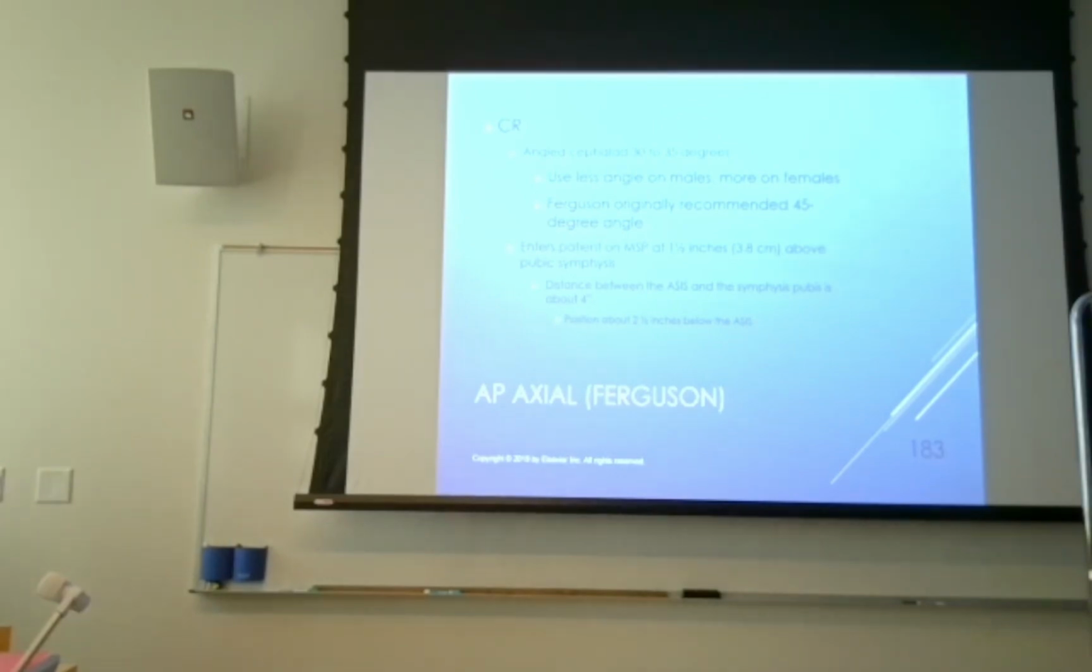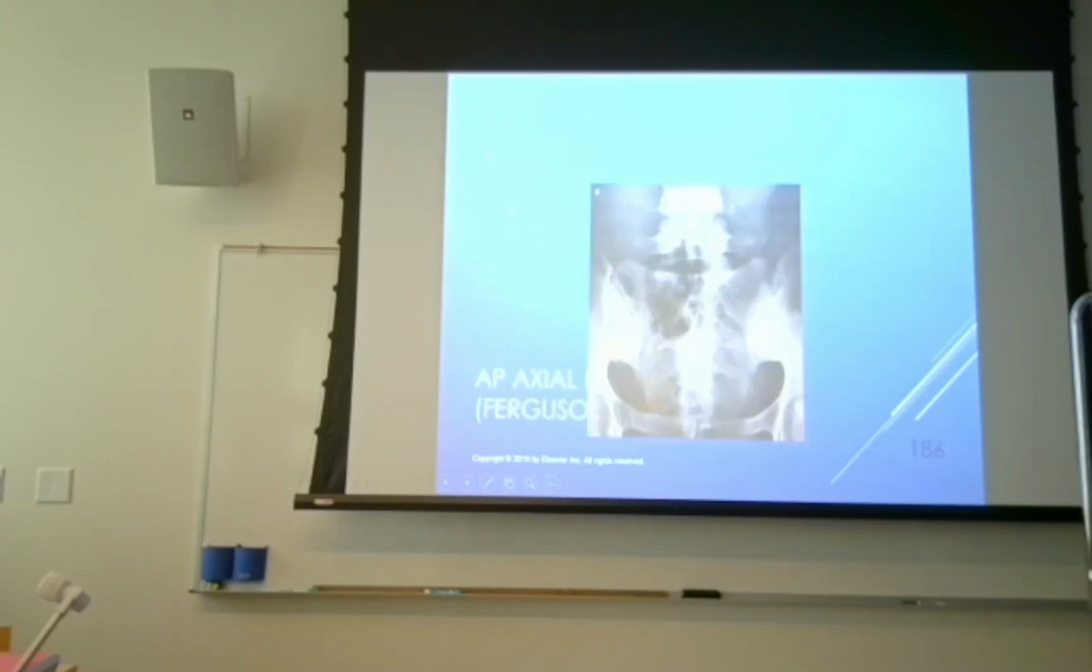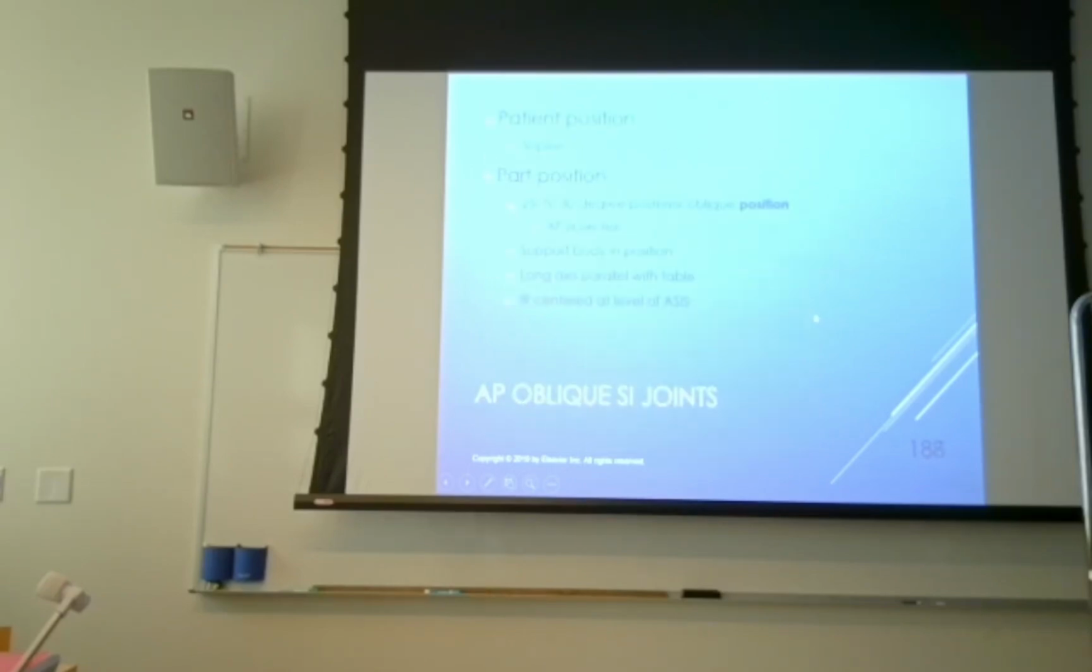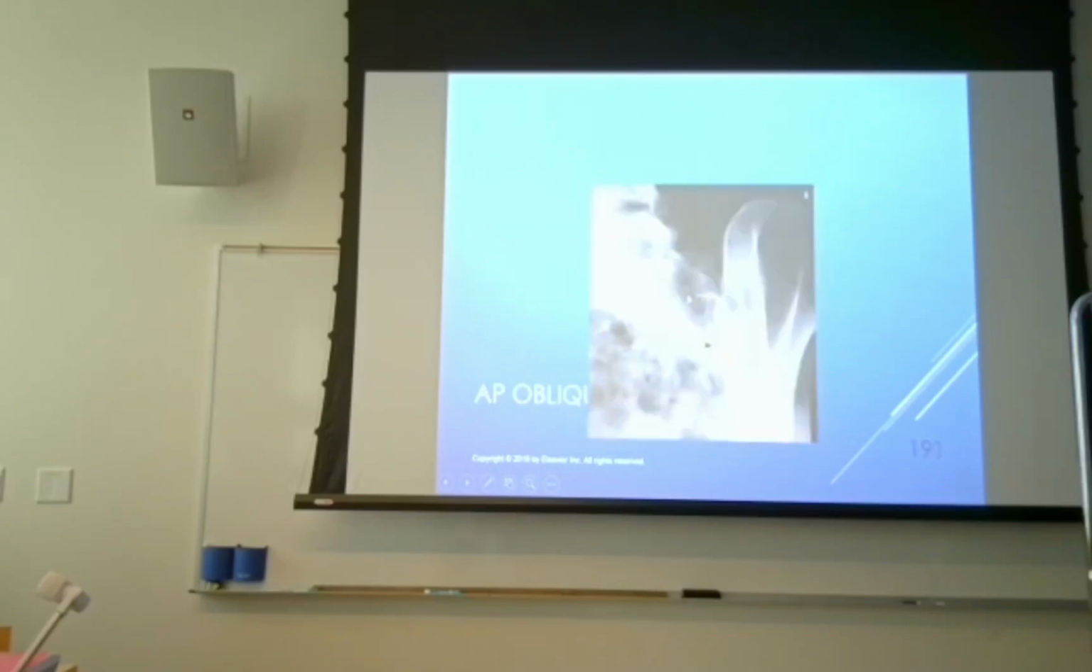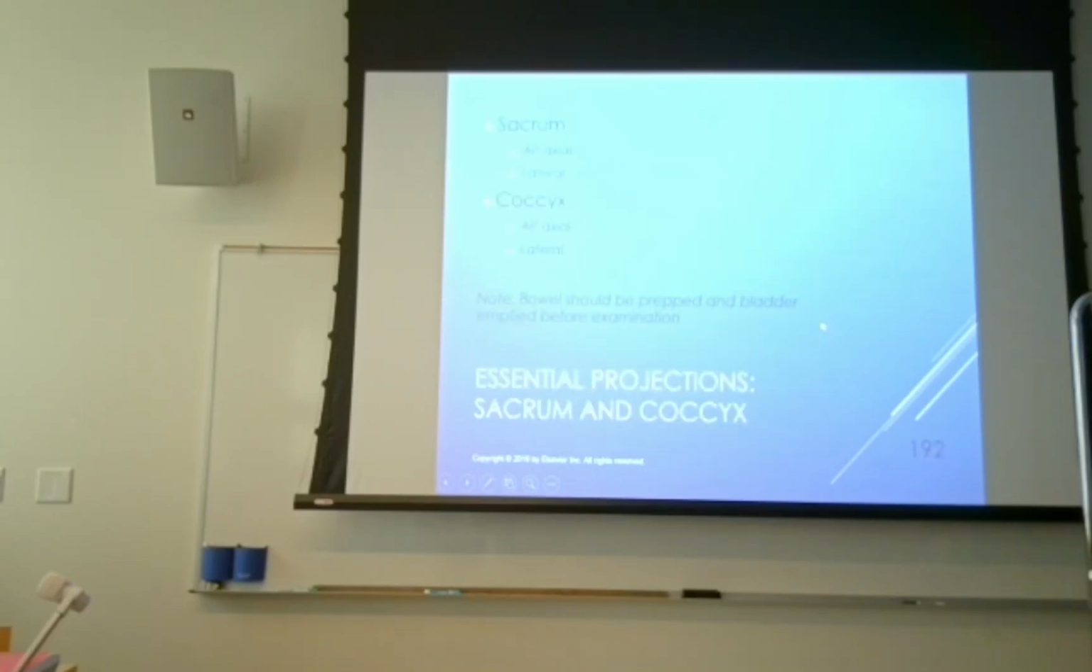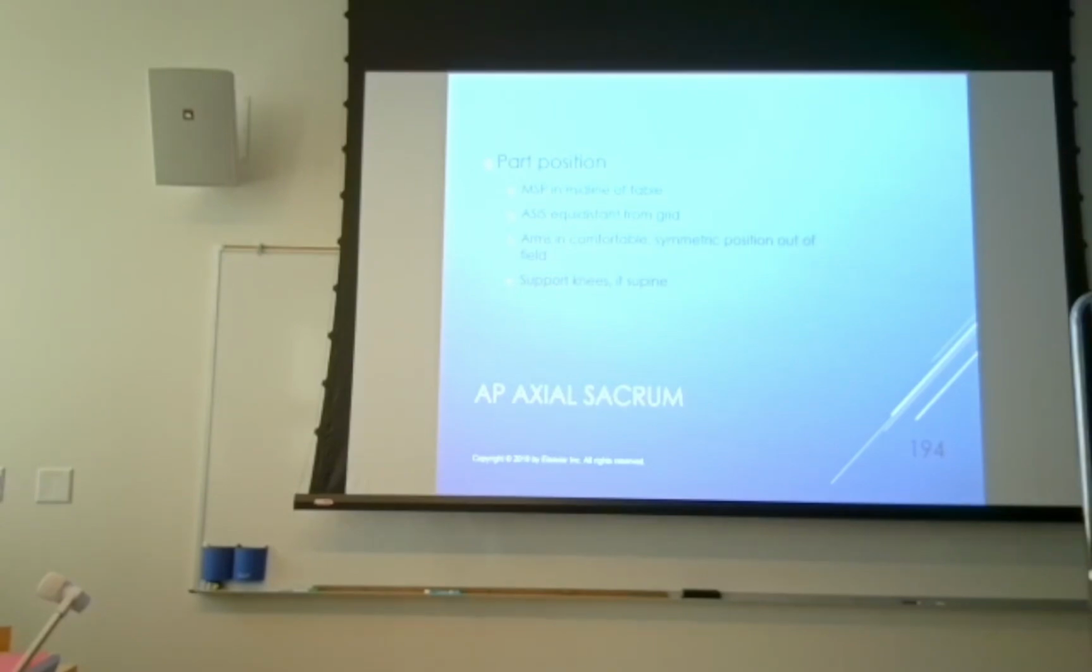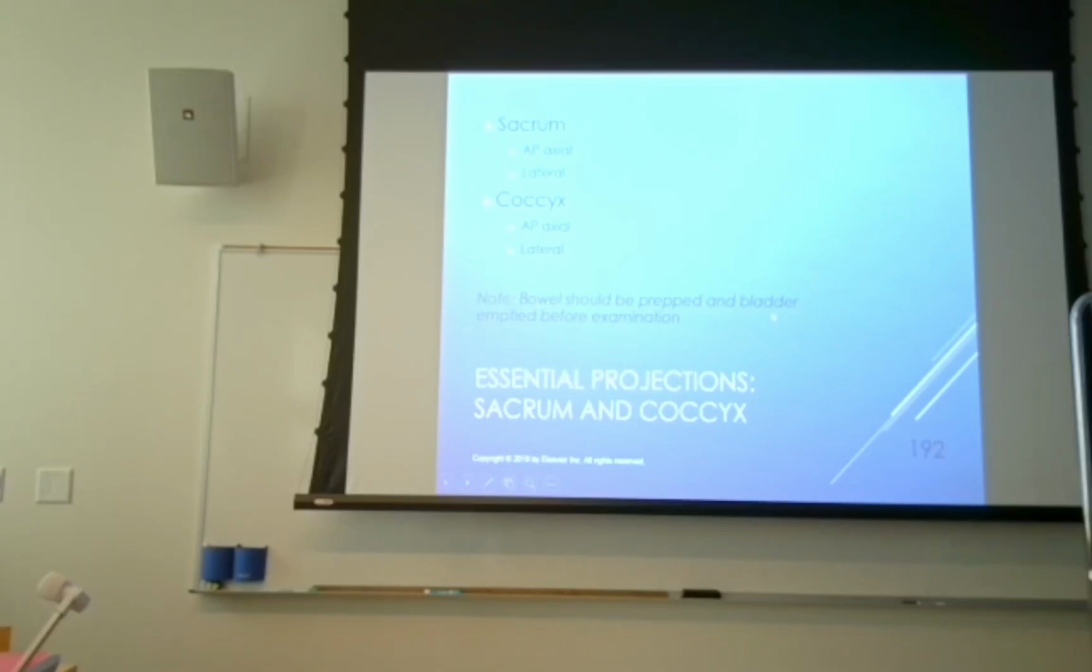Ferguson. Oblique AP or PA SI joints right there. And again, and I'll say this a lot, full disclosure, I've never shot SI joints, not a single time. So chances are you're not going to shoot them either. Sacrum and coccyx, you might.